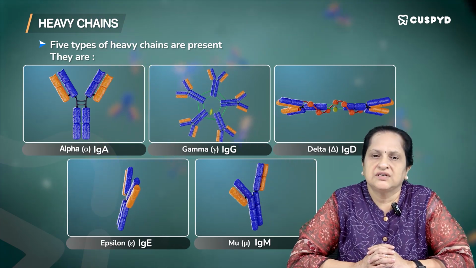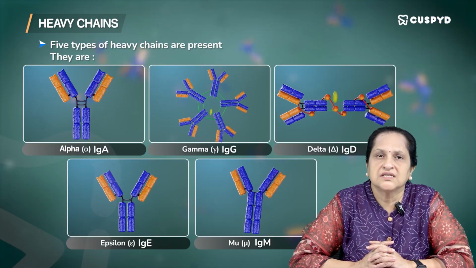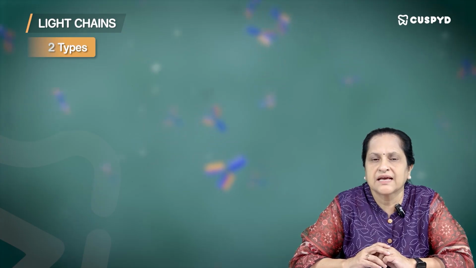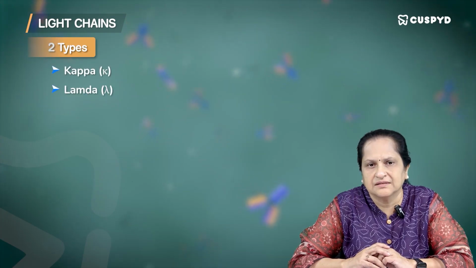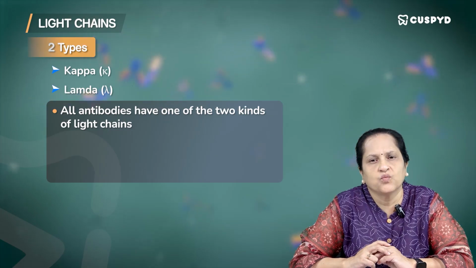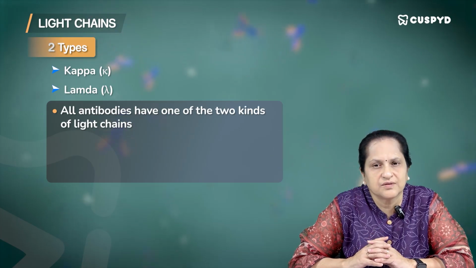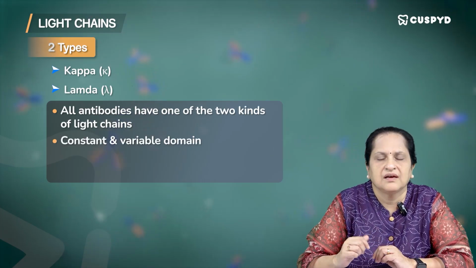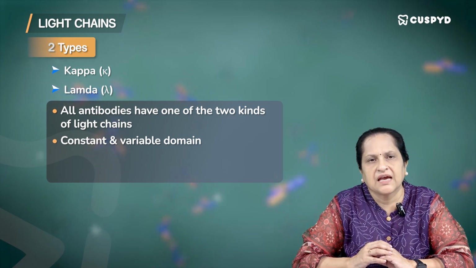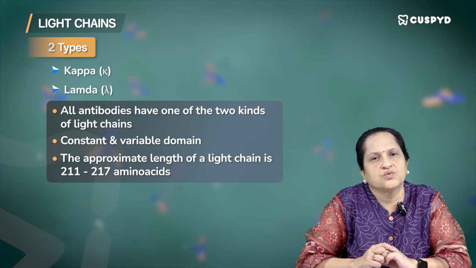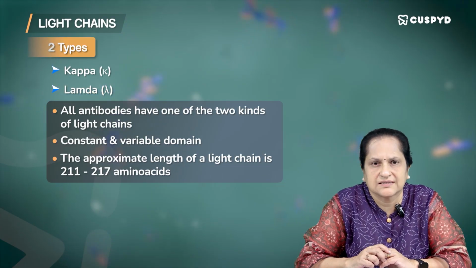Now, each of these heavy chains has 2 regions. One is a constant region and another is a variable region. Similarly, the light chains are also made up of 2 types. One is kappa and the second is lambda. All antibodies have one of the 2 kinds of light chains. The light chains have 2 successive domains, one is a constant domain and one is a variable domain. And the approximate length of this light chain is about 211 to 217 amino acids.